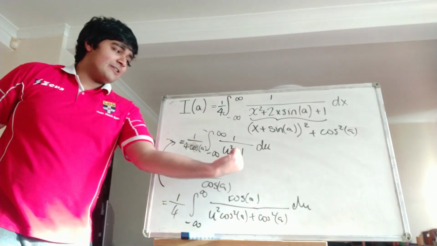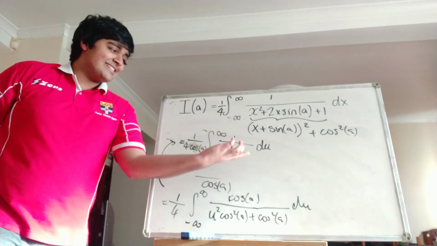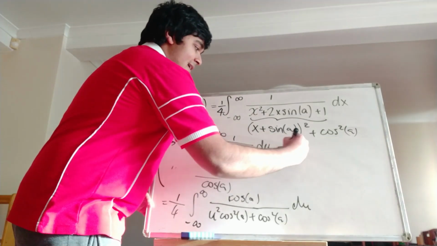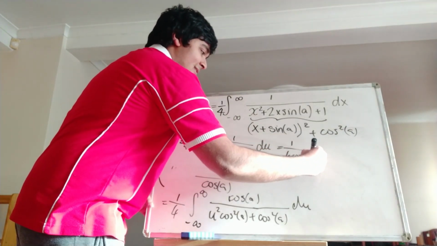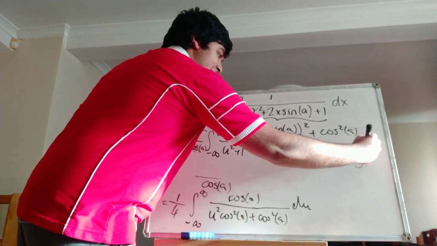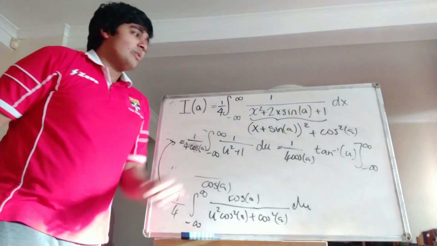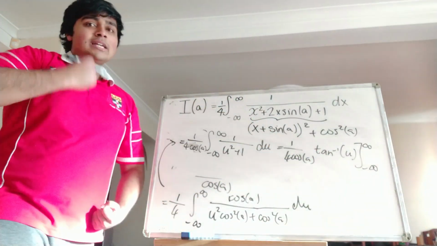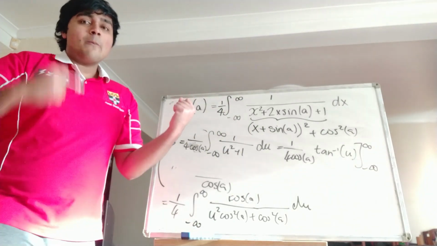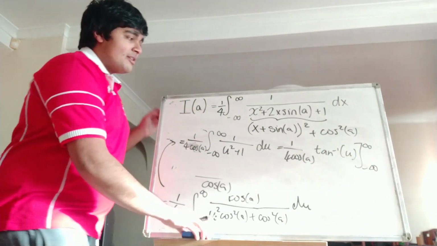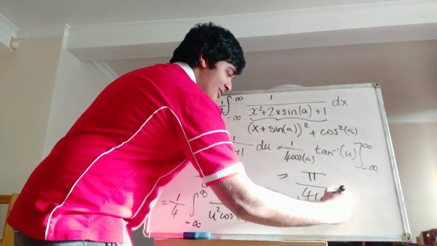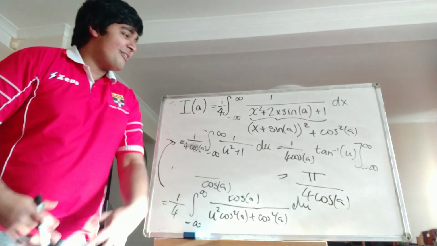And remember the antiderivative of 1 over u squared plus 1, that's just arctan. So this thing here is 1 over 4 cos a times inverse tangent of u from negative infinity to infinity. When I plug in infinity, inverse tangent of u is pi over 2. And when I plug in negative infinity, I get minus pi over 2. So pi over 2 minus minus pi over 2 is just pi. So this thing here is precisely pi over 4 cosine of a. Okay, which is really nice.